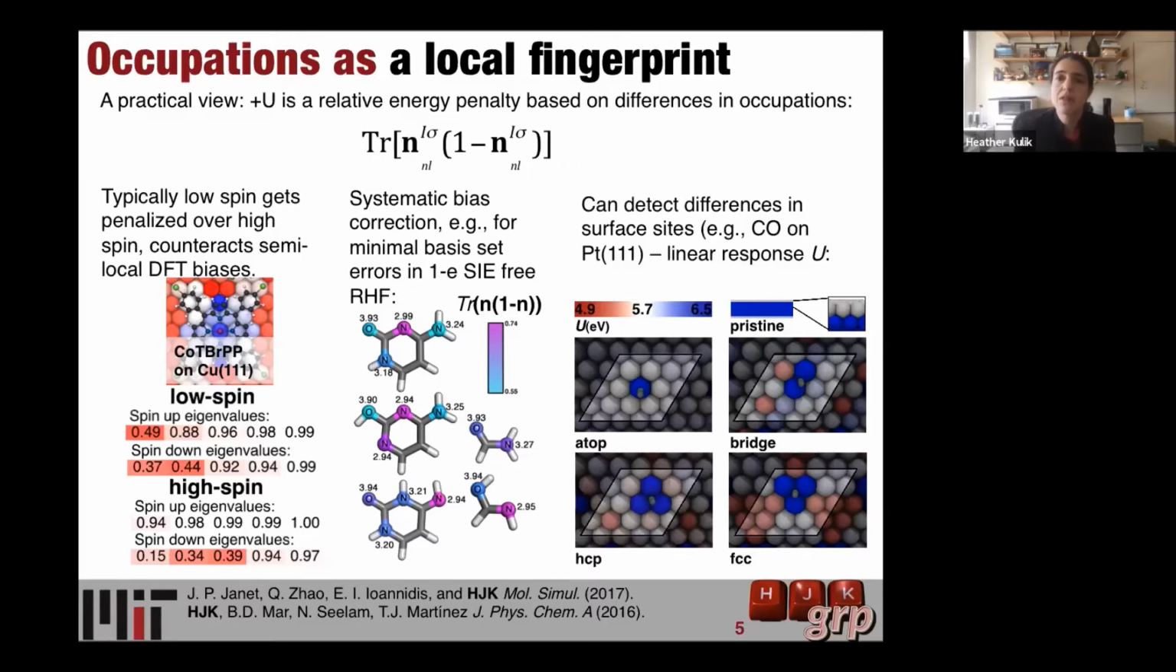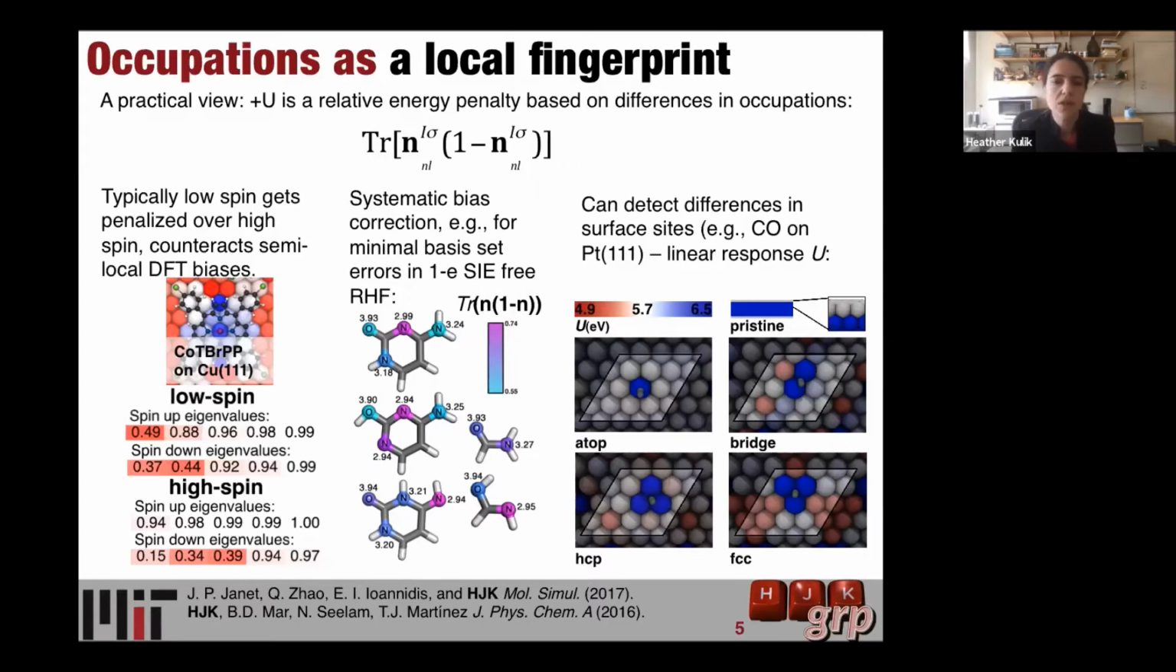This doesn't mean that DFT+U will definitely fix this problem. There are many ways people have looked at fixing this problem, but you can see that the computed linear response U, or the occupation matrix, reports differences in the hybridization. If this is exactly the way that we want to correct the relative energies of these sites, then we can choose a Hubbard U that differentially penalizes these sites.